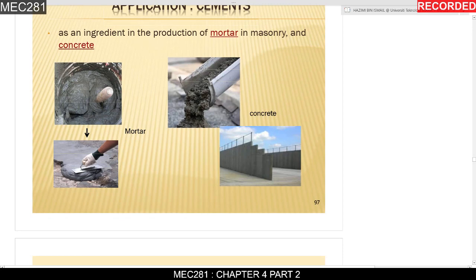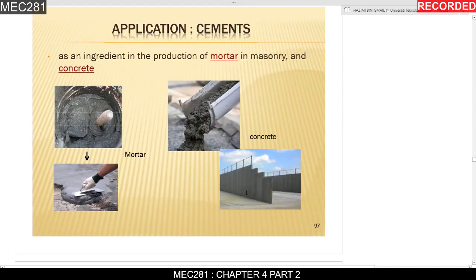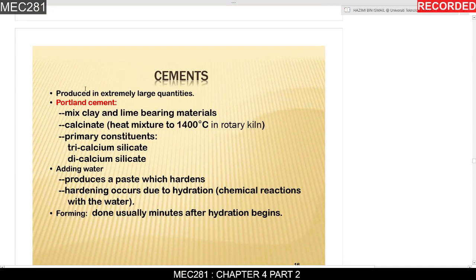Okay, concrete kita biasa guna untuk tapak sebab dia sangat padat, dia keras dan dia kuat. Sebab concrete kita campur banyak dengan batu, mortar more on water and very fine sand. Yang ni jarang ada campur batu. Okay. So semua-semua ni untuk construction. You can read lah.